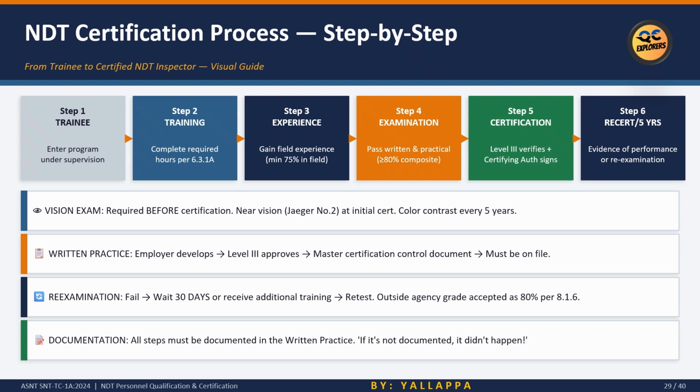Now let us visualize the complete certification process. Step 1, Trainee. Step 2, Training. Step 3, Experience. Step 4, Examination. Step 5, Certification. And finally, recertification every 5 years. Remember, vision examination is mandatory before certification, and every step must be documented. In the NDT industry, documentation is critical. If it is not documented, it did not happen.